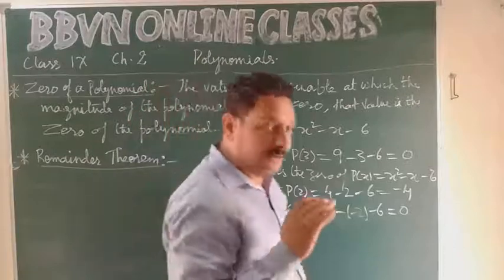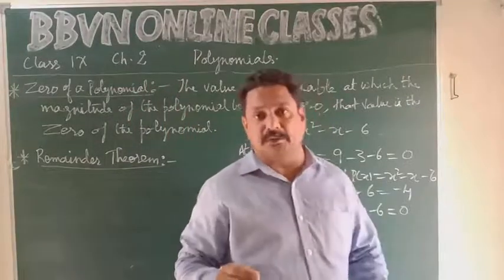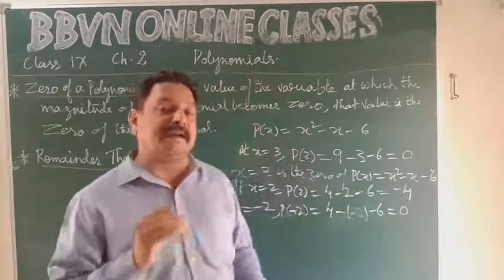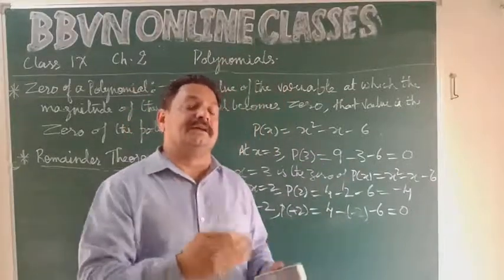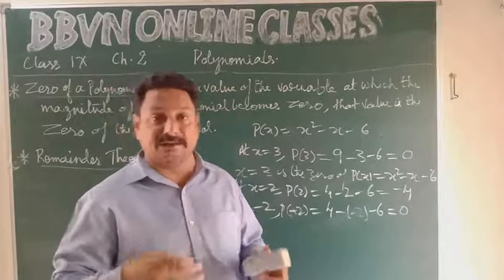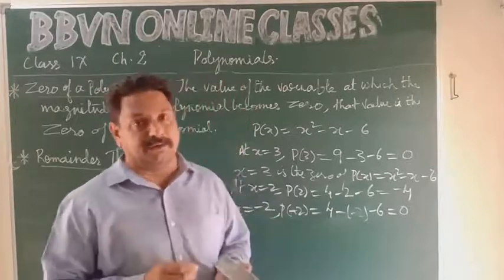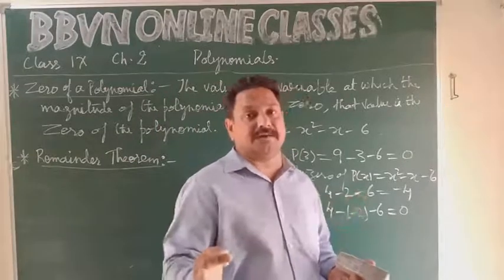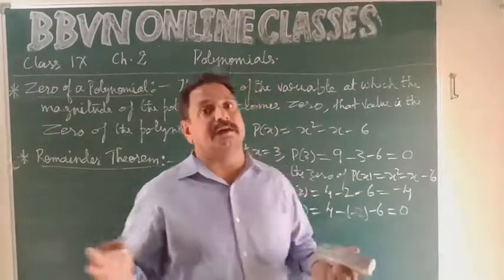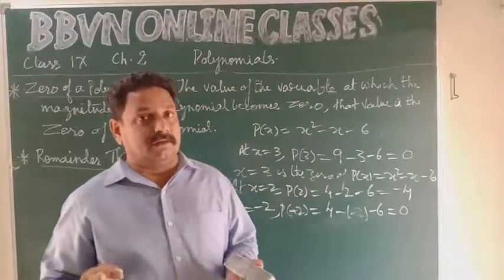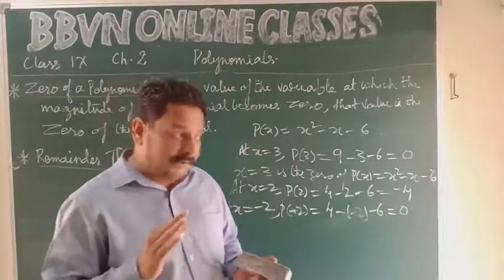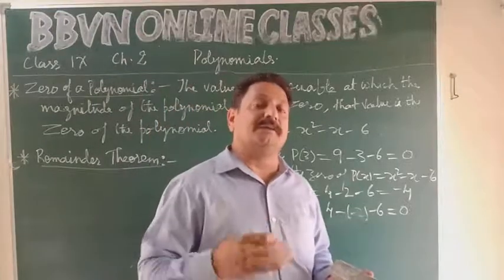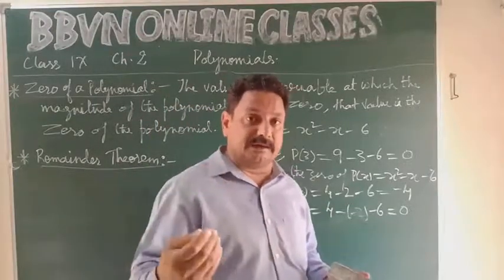So children, no matter what the polynomial is, always look at the degree of the polynomial. If the degree of a polynomial is 3, you will have at most 3 zeros for that particular polynomial. All 3 can be different, or 1 is different and 2 are same, or all 3 are same, right? It may also happen that the zeros may not be real. That you will study in your higher classes.